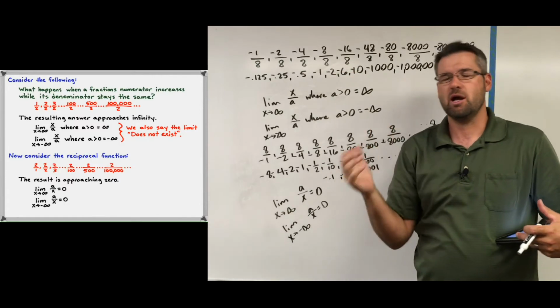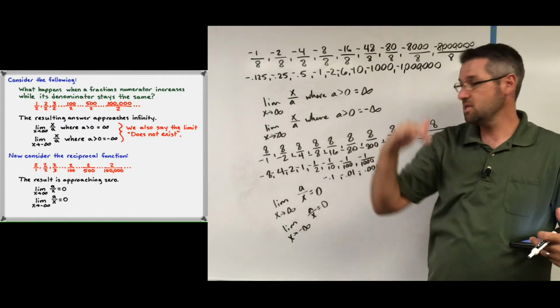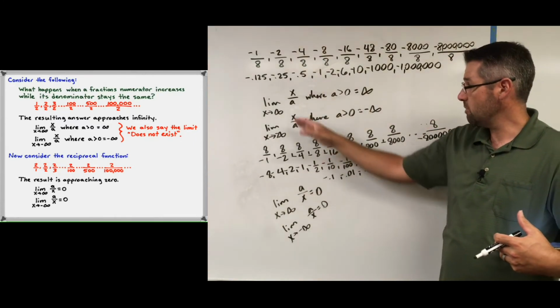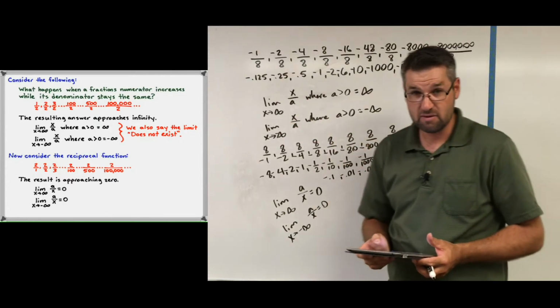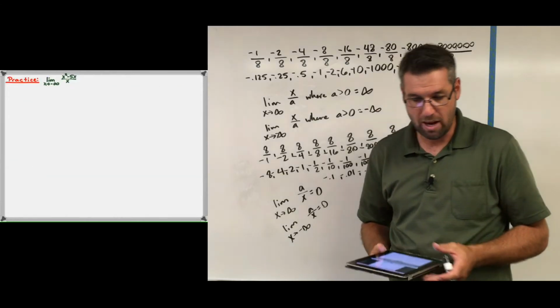As the numerator, sorry, I said that backwards. If the numerator gets bigger and bigger and bigger, you get infinity. If the denominator gets bigger and bigger and bigger, you get 0. Okay? So pay attention to the limit notation of that. This is something that I often find myself repeating. So if you have questions, make sure you're asking me. Don't just let it go by the wayside.